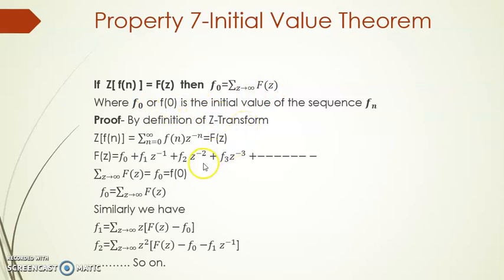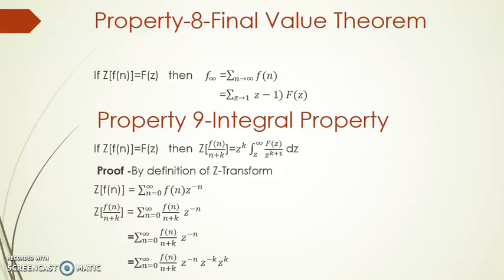Similarly, by using the definition, we can find f1 (z) = summation z tending to infinity z [f(z) minus f0], and f2 = summation z tending to infinity z square [f(z) minus f0 minus f1 z inverse], and so on. In this way, we can find f3, f4 and so on by using the definition of Z transform. Property 8 is the final value theorem.